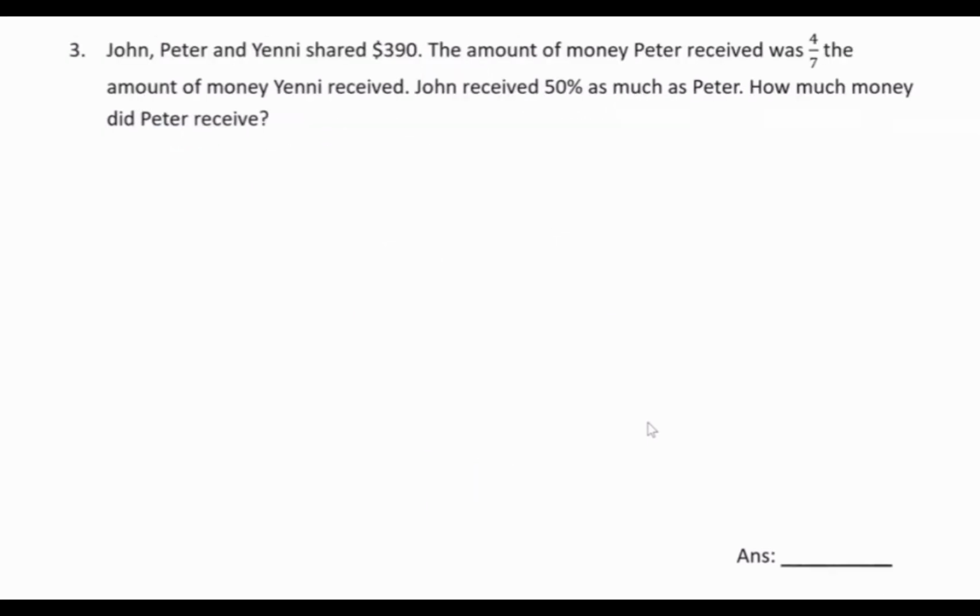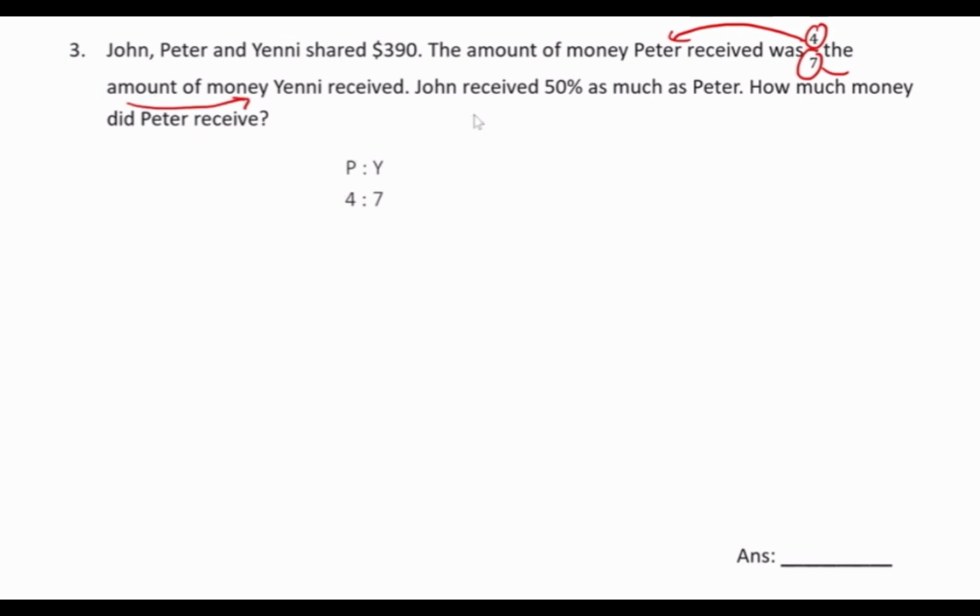Okay, question 3. John, Peter, and Yenny shared $390. The amount of money Peter received was 4/7 the amount of money Yenny received. John received 50% as much as Peter. How much money did Peter receive? Okay, again, put everything into ratio. First, you have 4 over 7. What's 4? What's 7? Peter, 4 for Peter. Then 7 for the one at the back, which is Yenny. So P to Y is 4 to 7.